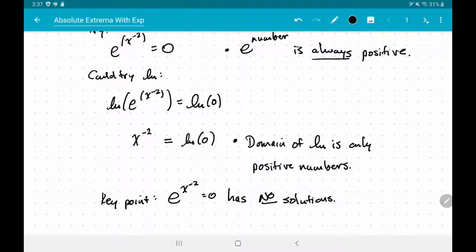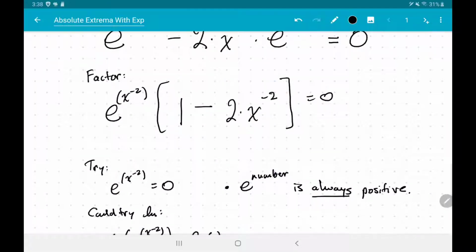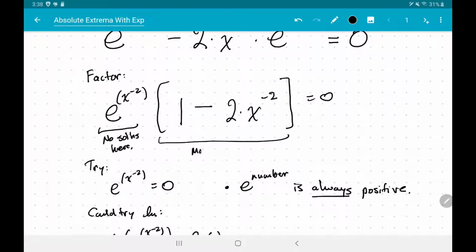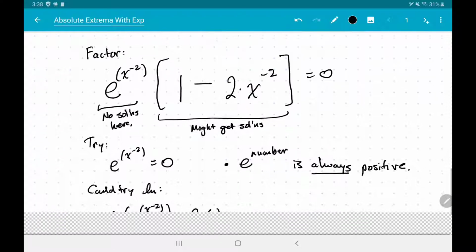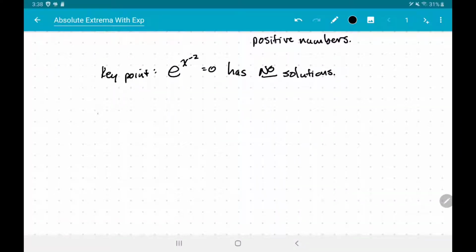So that means we don't need to worry about that factor. So no solutions here. But it's possible that we might have solutions here. So let's try that. Let's try 1 minus 2x to the negative 2 equals 0. This equation only has the unknown x in one little place. So we ought to be able to peel the onion and solve for x.